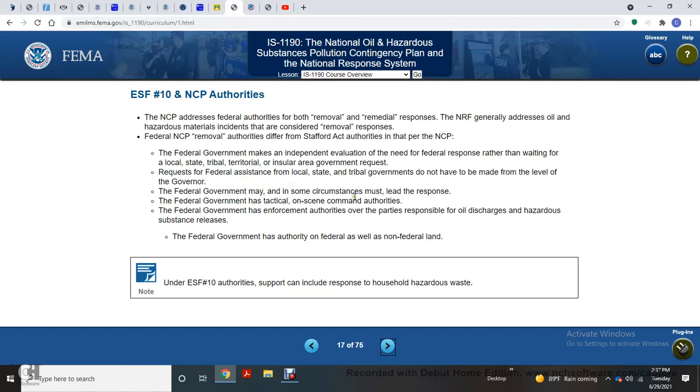The federal government has tactical on-scene command authorities. It has enforcement authorities over parties responsible for oil discharges and hazardous substance releases. It has authority on federal as well as non-federal land. Under emergency support function number 10, authorities can include response to household hazardous waste.